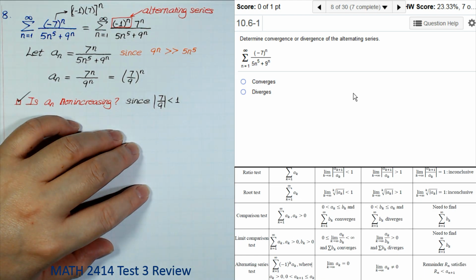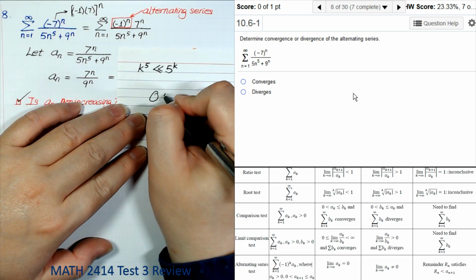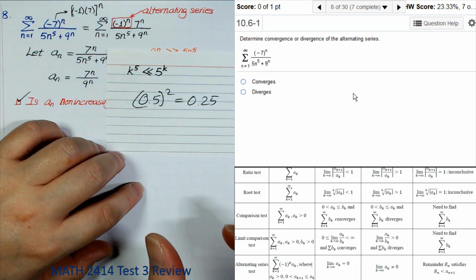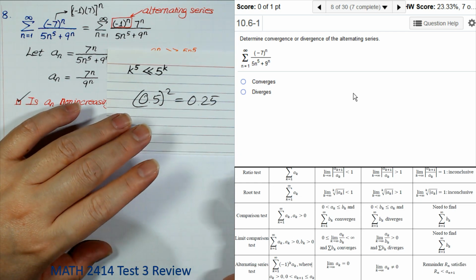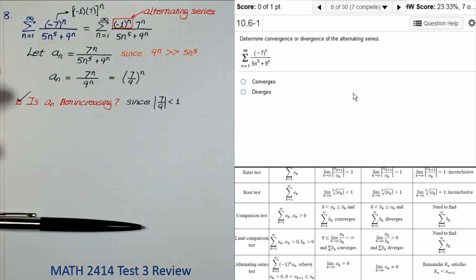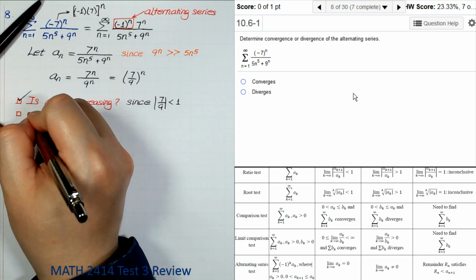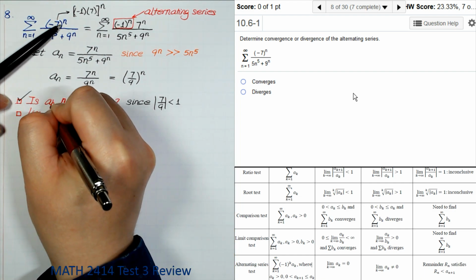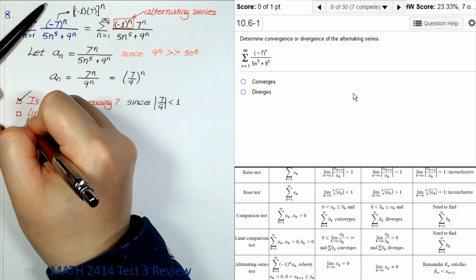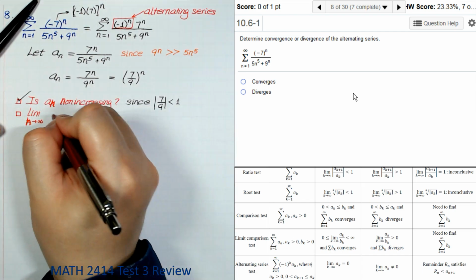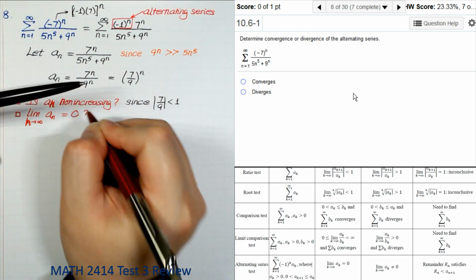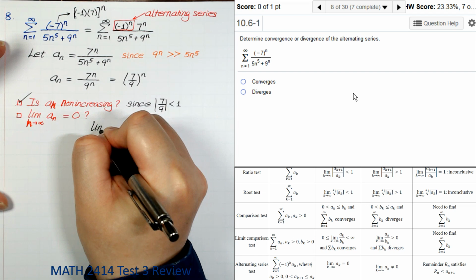So let's say we talk about something like 0.5 squared, that's 0.25. So anything that is less than 1, or between -1 and 1, raised to the power, the magnitude gets smaller and smaller. So yes, because of that, it is non-increasing. And the limit, it's the limit as n goes to infinity. What is the limit of that when n goes to infinity? Does it go to 0? And in this case, it does.